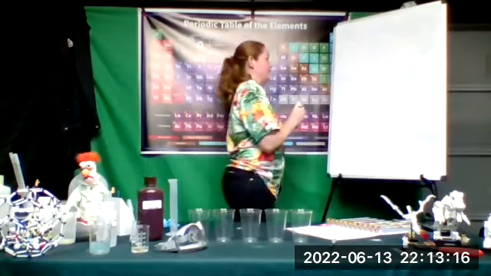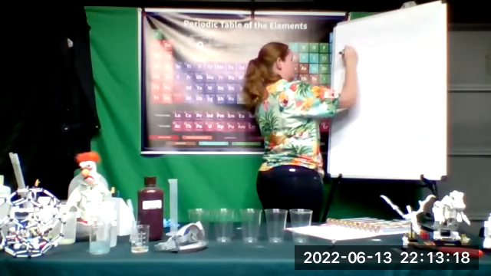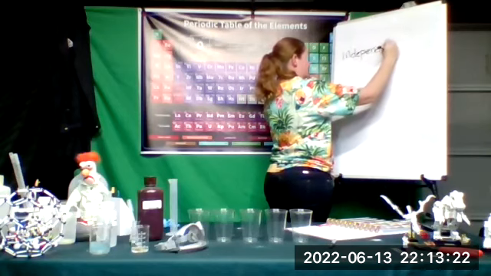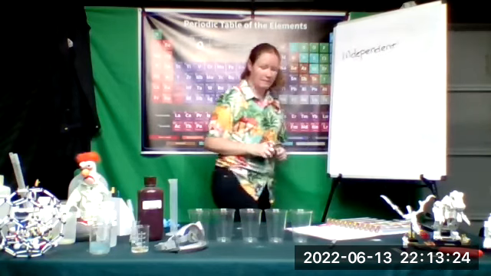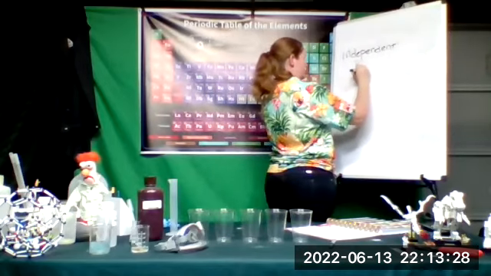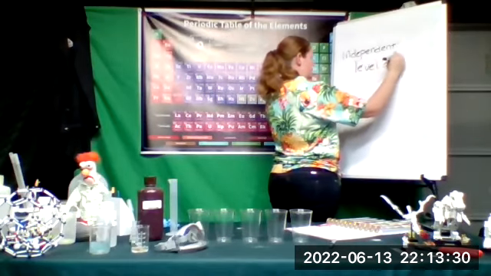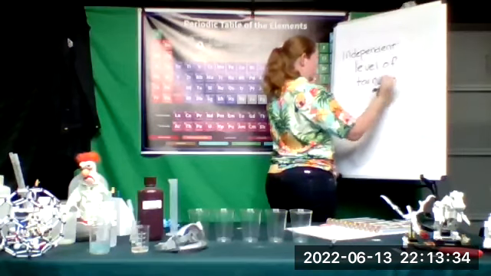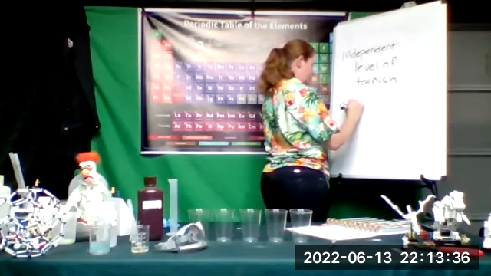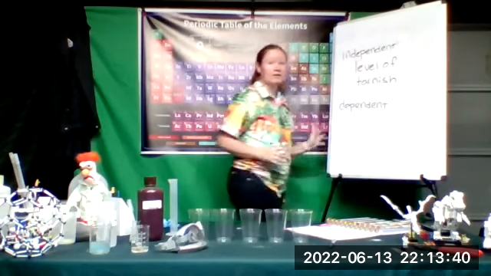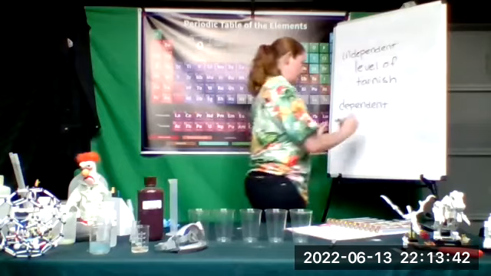So my independent variable is going to be my level of tarnish. My dependent variable is going to be rate of dissolving.